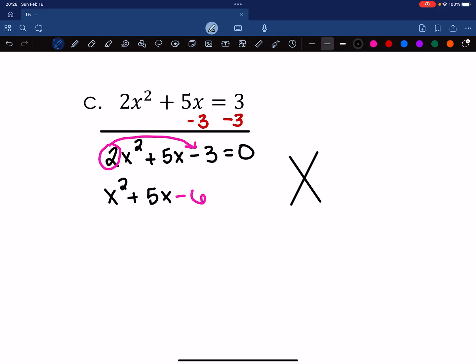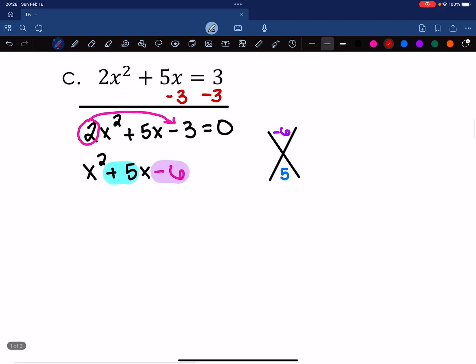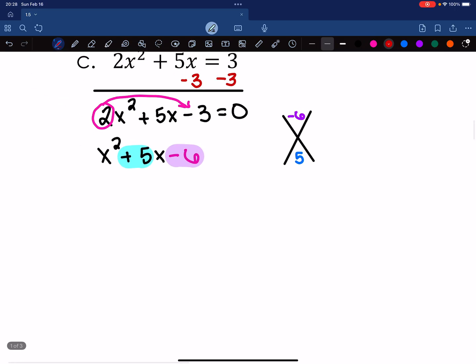Then we can factor using that same method that we did earlier. So we have the negative 6 on top, the positive 5 on bottom. What we can multiply to get a negative 6 and a positive 5 would be a 6 times a negative 1. So that would allow us to factor this into x plus 6 times x minus 1.